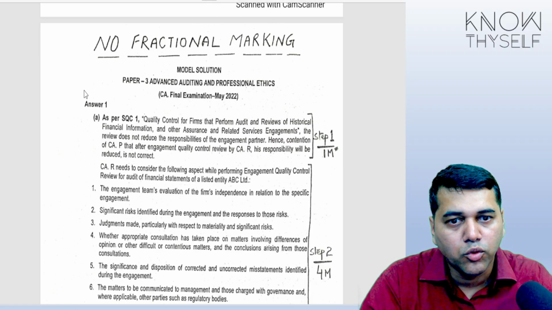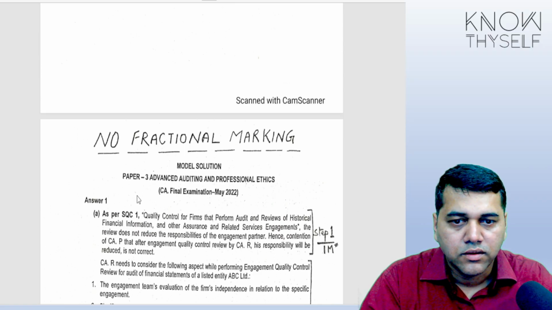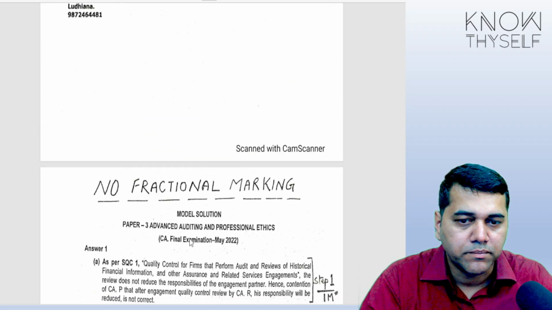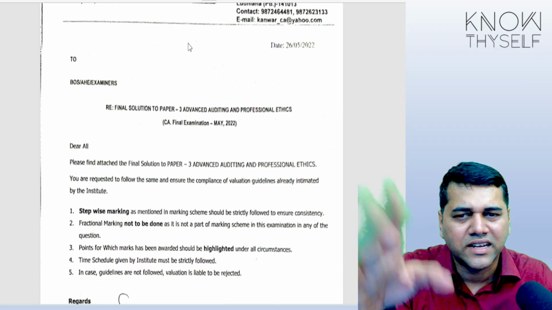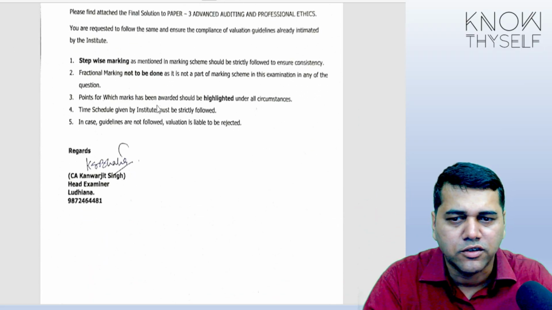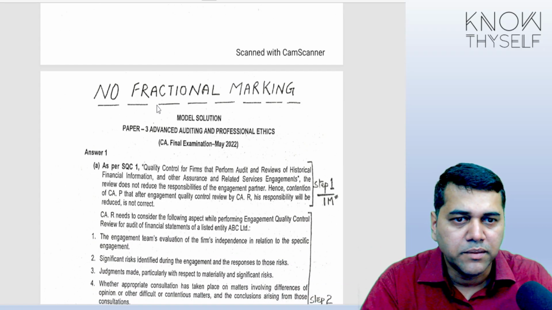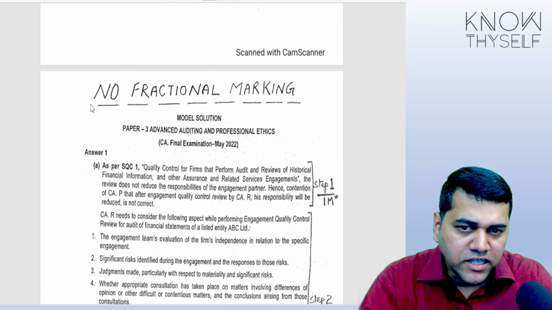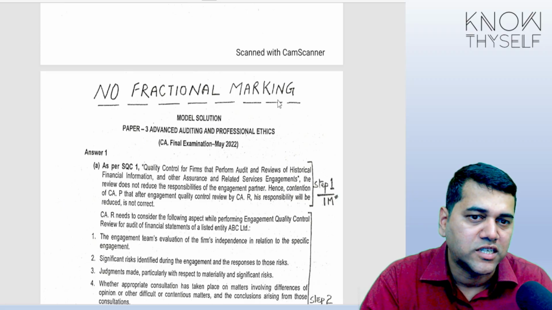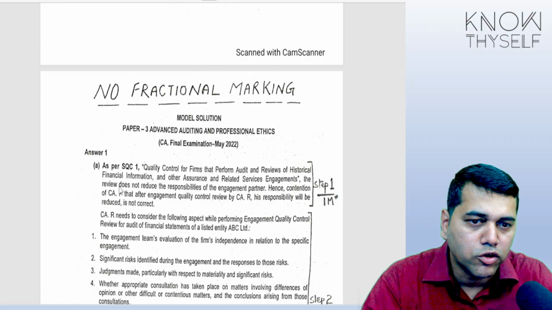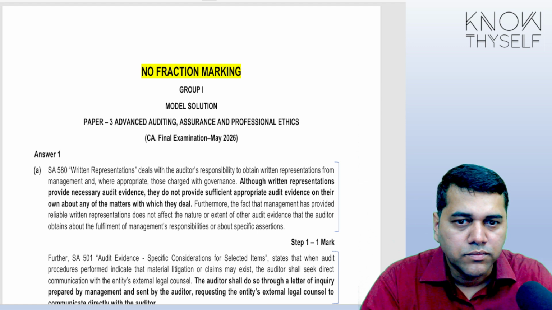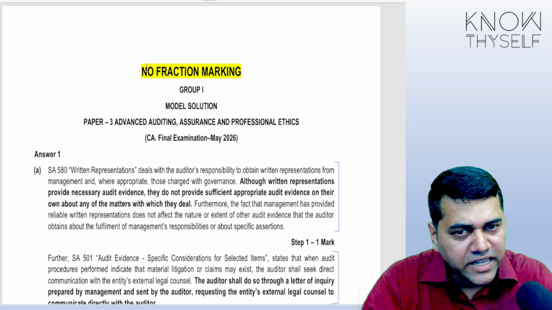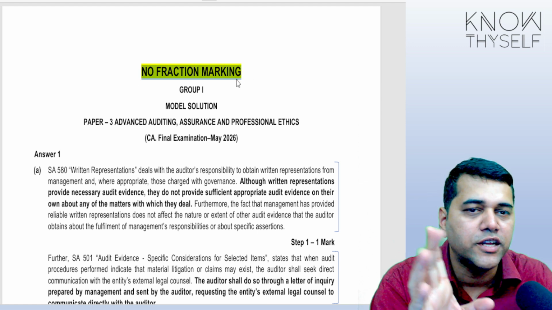This is from some old May 22 exam. Now, first thing, somebody's letterhead and all, they are given to the board of studies and all. I don't know how this came. First thing, see, they told very clearly no fractional marking. And there is something called step marking. Do you see here? And today, what I saw on YouTube, I got like this. First heading, no fractional marking.